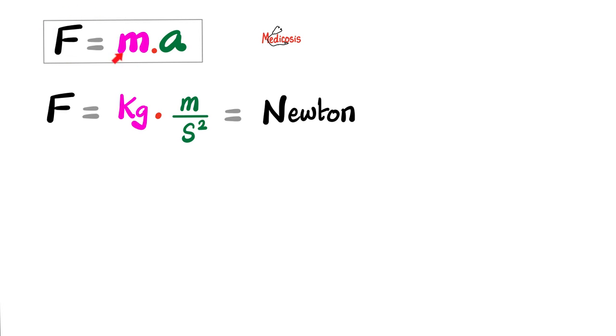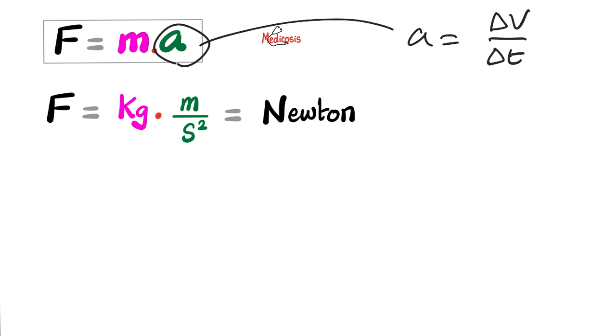Again, force equals mass times acceleration. Mass is measured in kilograms, acceleration is measured in meters per second squared. Why is that? Because this acceleration equals delta v over delta t. How do you measure delta v? In meters per second. How do you measure time? In second. You can bring the s downstairs, making this meters per second squared.